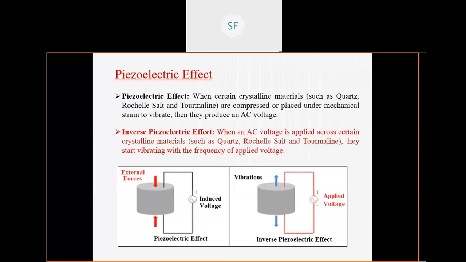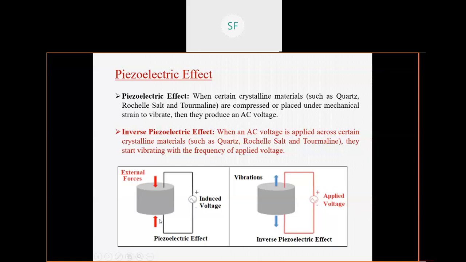When certain crystalline materials, mainly quartz, Rochelle salt, and tourmaline, are compressed or placed under mechanical strain to vibrate, they produce AC voltage. These three materials are very important and abundantly used in piezoelectric devices. This phenomenon is called the piezoelectric effect.